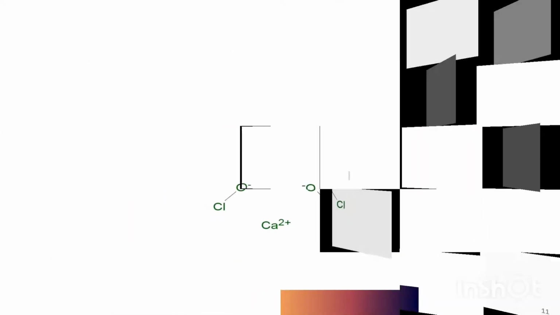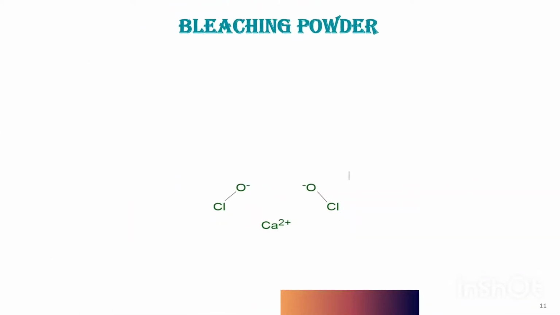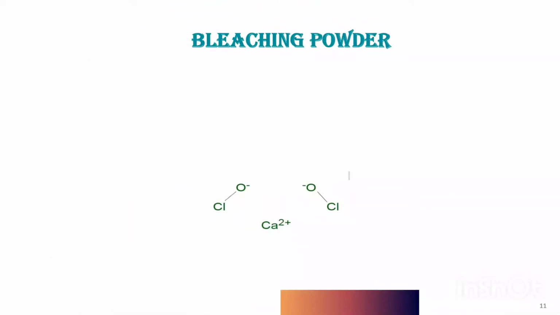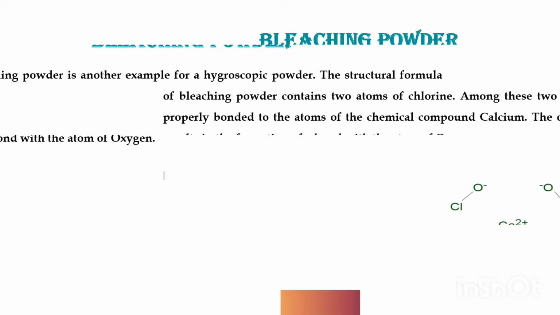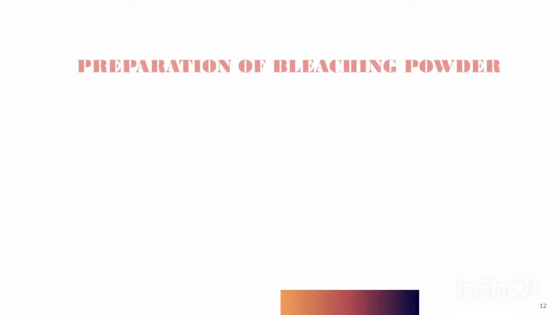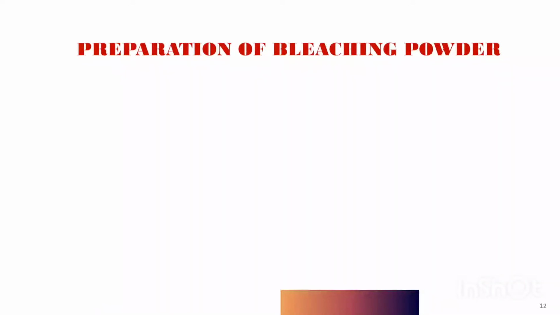Let's see a perfect example of hygroscopic powders, and that is the bleaching powder. The bleaching powder is another example of a hygroscopic powder. The structural formula of bleaching powder contains two atoms of chlorine. Among these two atoms, one of them is properly bonded to the atom of the chemical compound calcium. The other atom of chlorine forms a bond with the atom of oxygen. Now we'll see the preparation of bleaching powder, that is how it's prepared.